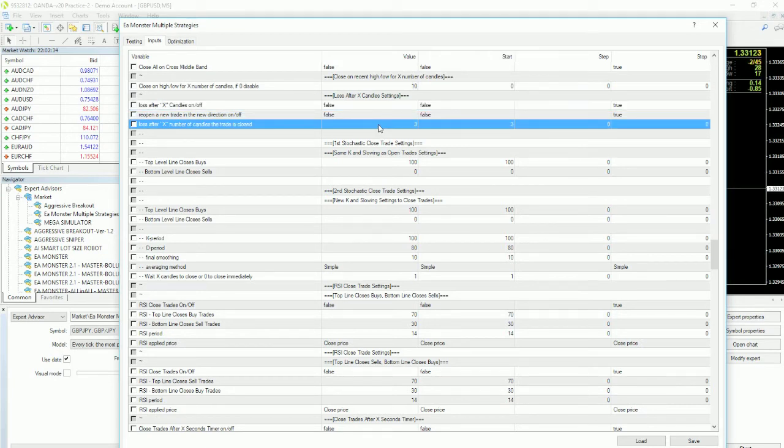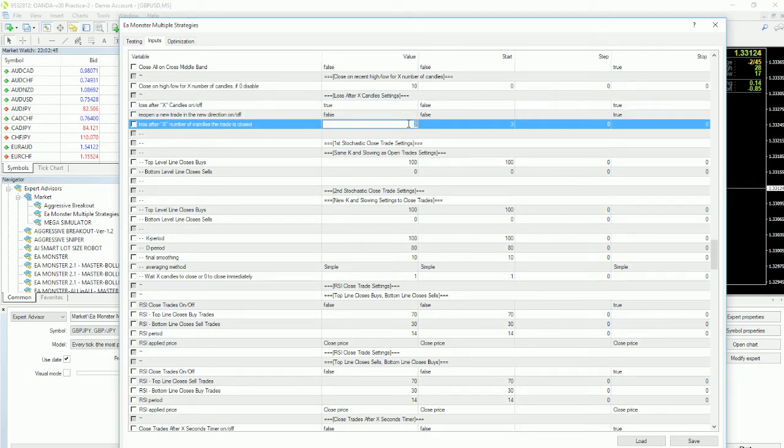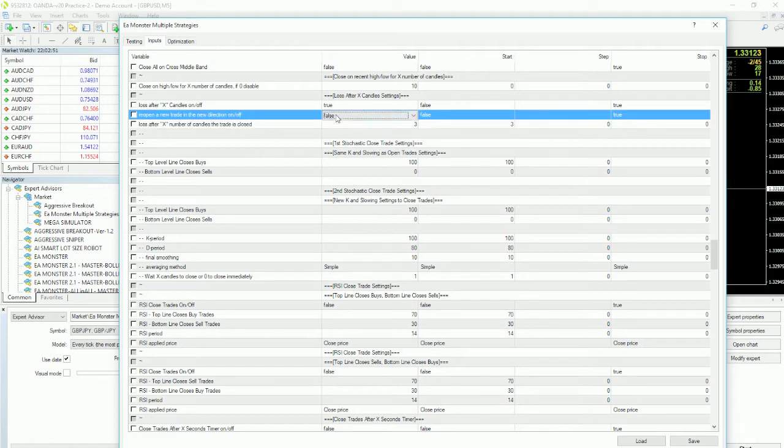Loss after X candles is another setting, where it's only going to close when it's losing. So it's not going to trail. Okay, understand that. It'll only close if it's losing, and if it's losing by 3 candles here, it will close.